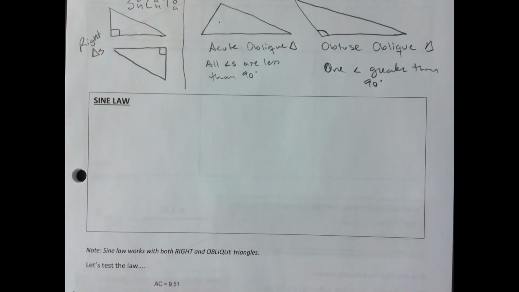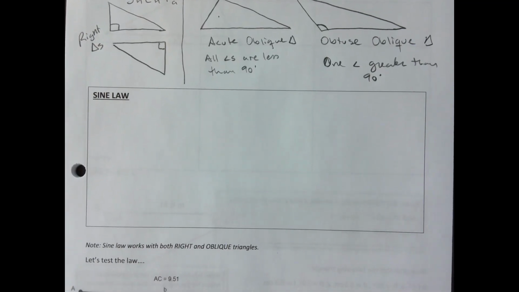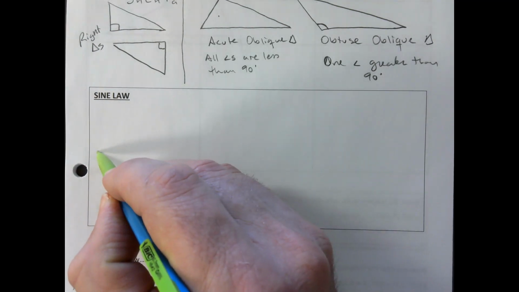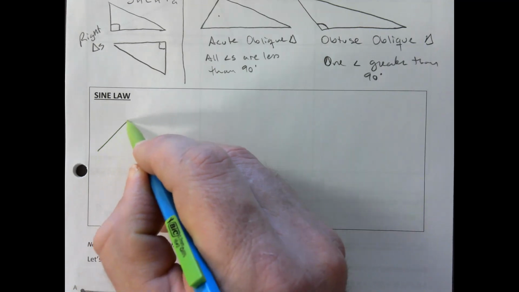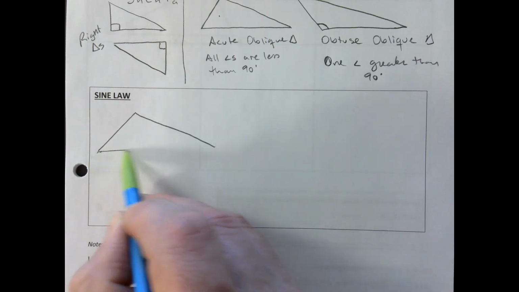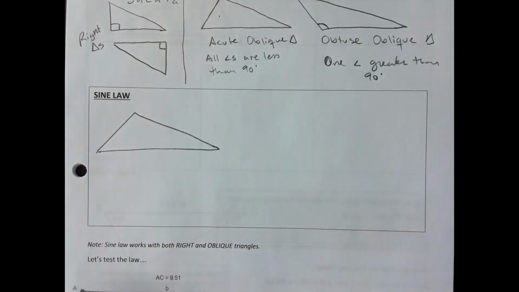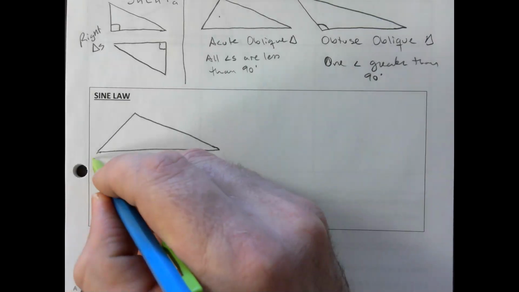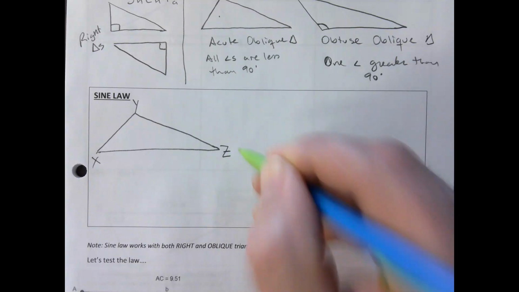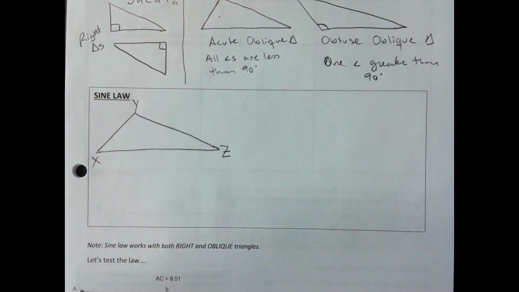So here's the sine law. Sine law states the following. Let's draw a triangle right here, like that. I'm not going to use ABC. Often we use ABC. I'm going to go X, Y, Z, because otherwise we're too fixated on the ABC.